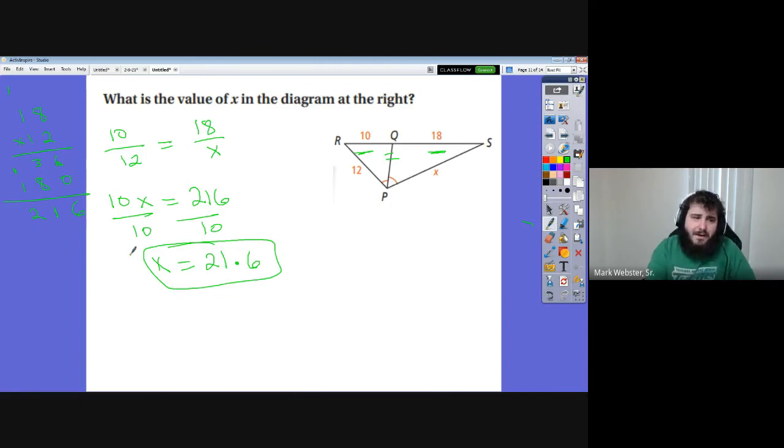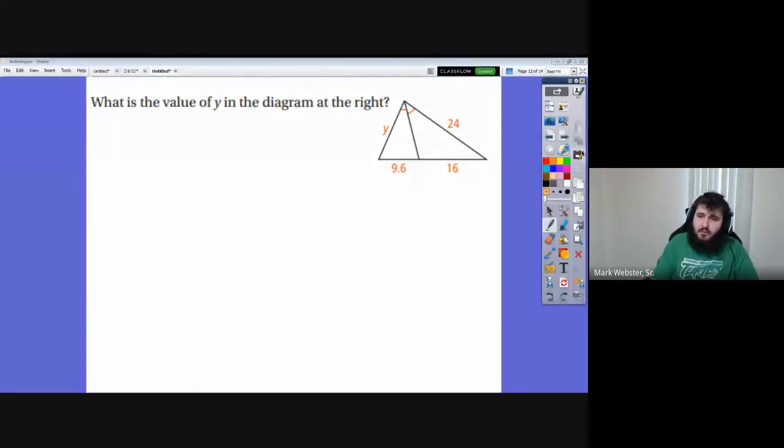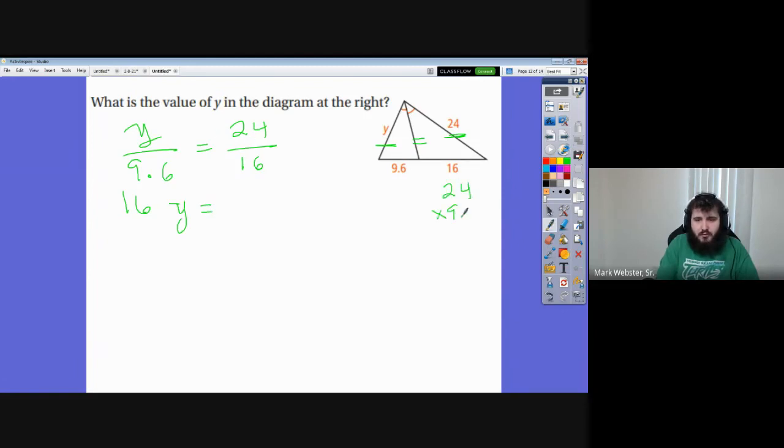Your turn. Same idea. Left over left equals right over right. Give this a try. I'm going to put 2 minutes on the clock. Okay. So let's go over this once again. It's just a matter of top over bottom equals top over bottom. So let's do our cross products. 16y equals whatever this is. 24 times 9.6.